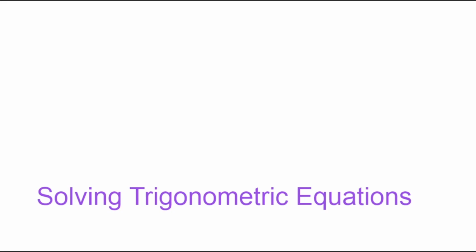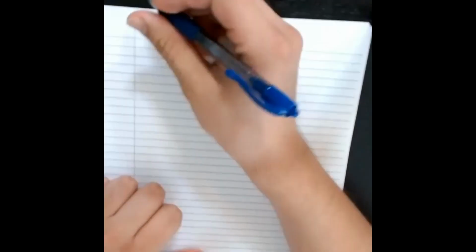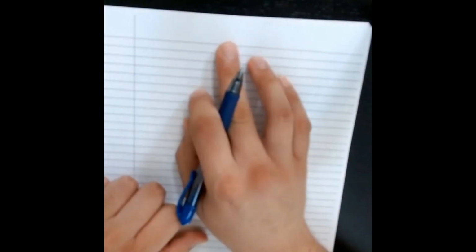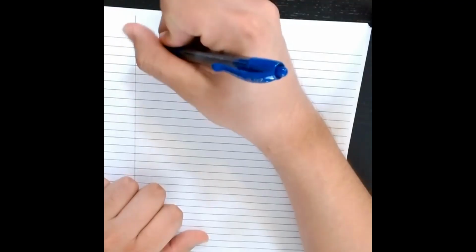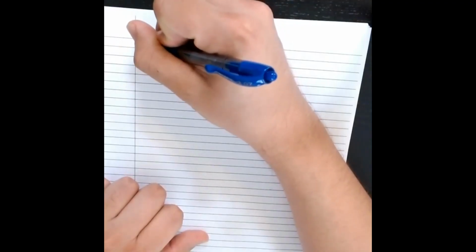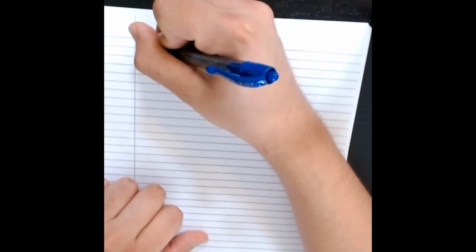In this section, we're going to take a look at solving trigonometric equations. So remember, whenever you're solving an equation, what you're looking for is the number or set of numbers which, when substituted into your equation, gives you a true statement. So let's go ahead and recall the definition.